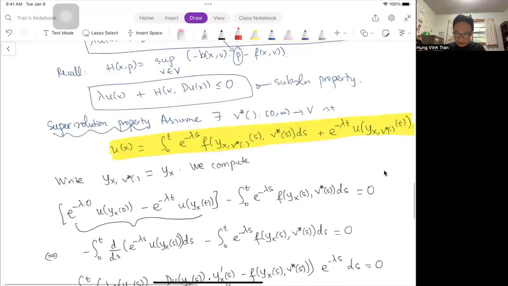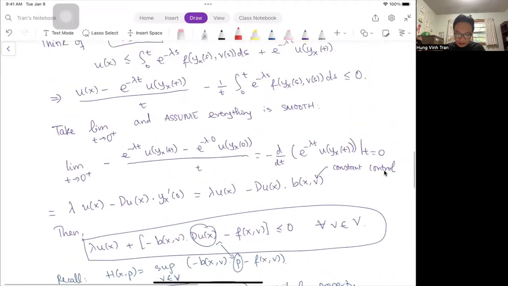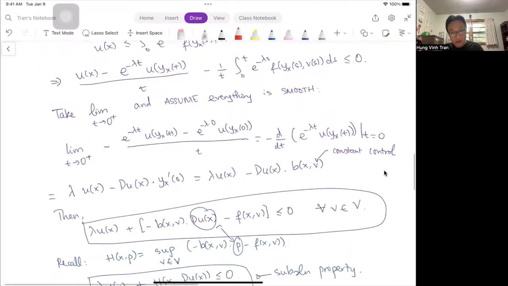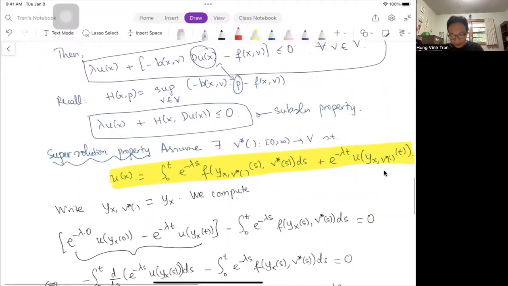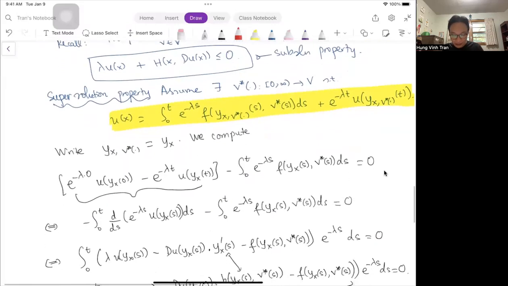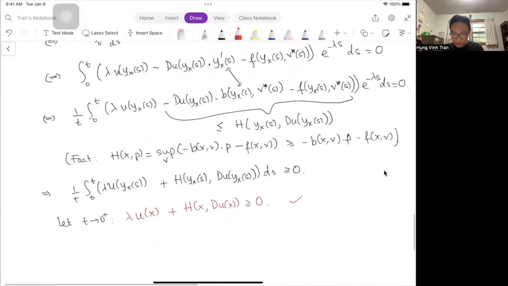So you see that to prove one-sided inequality, I chose v to be just a basic constant control to get the subsolution property, and for the other, in this heuristic proof, I'm using the optimal control to get the other side of that inequality. So now let's do the rigorous proof.